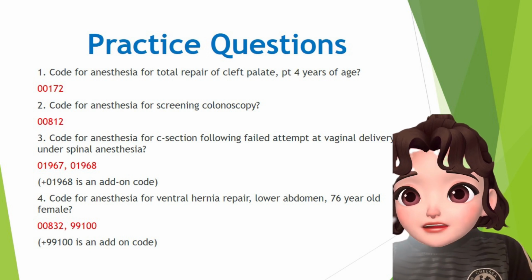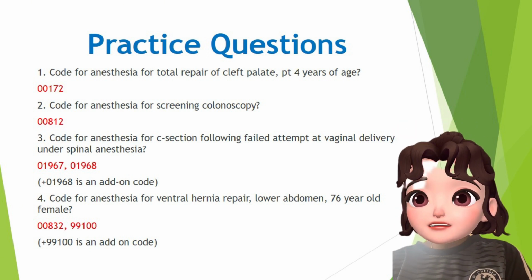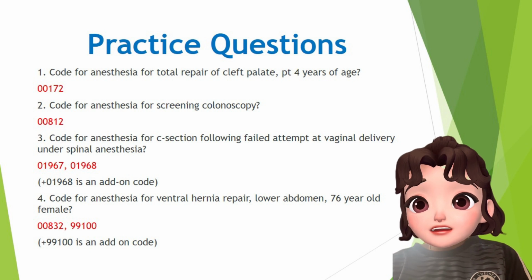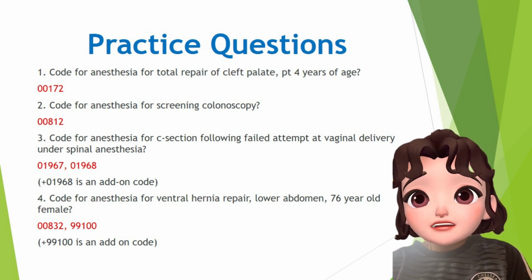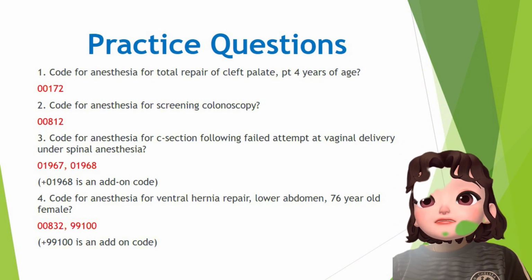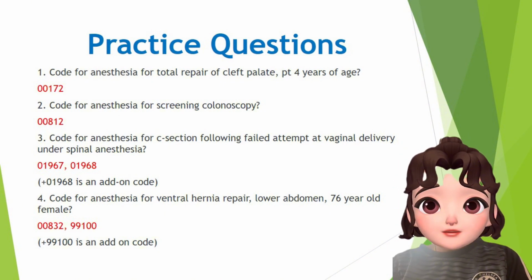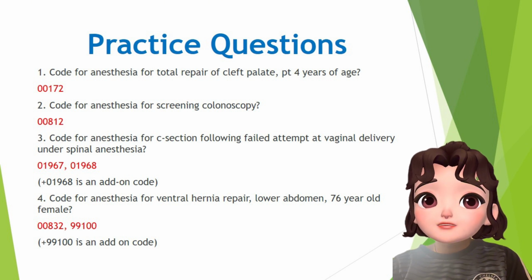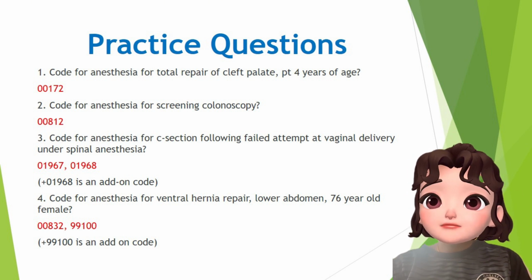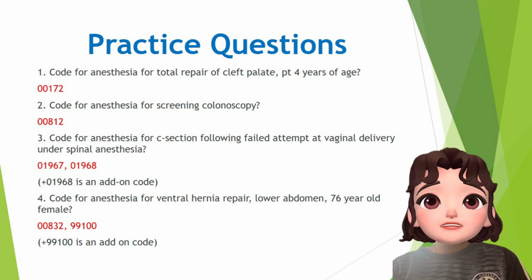Now the next question: code for anesthesia for ventral hernia repair, lower abdomen, 76-year-old female. For ventral hernia repair, we will use the code 00832, and 99100 is an add-on code for the 76-year-old, because above 70 years old we will use the code 99100.